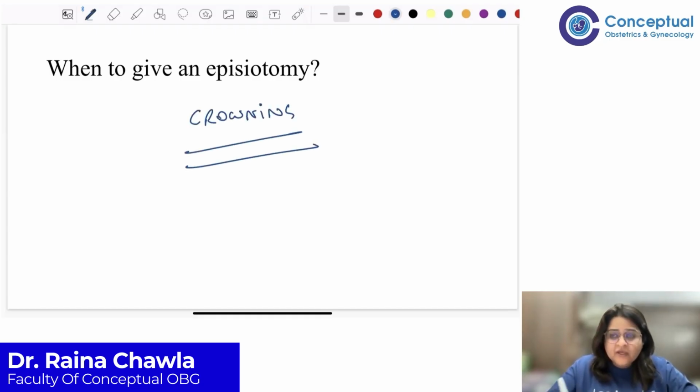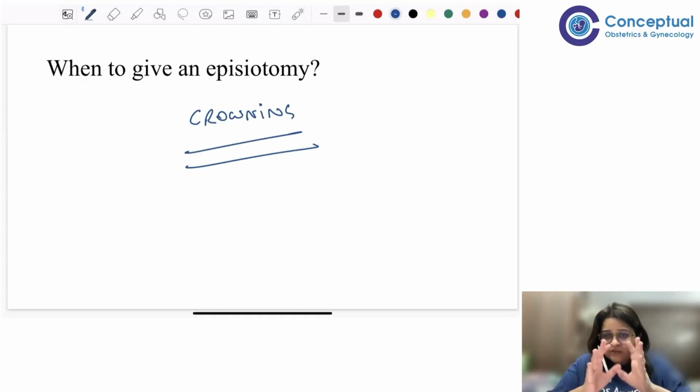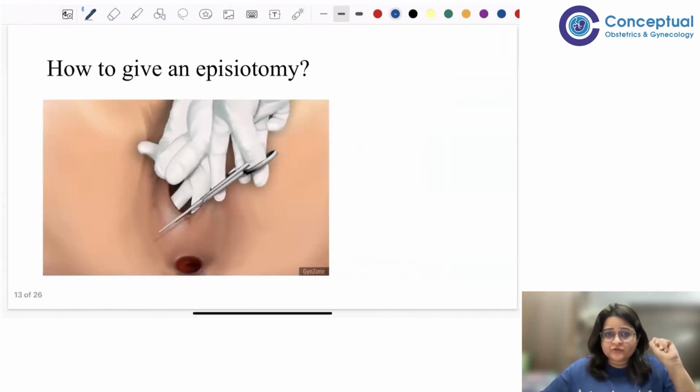What is crowning? When you can see the baby's head without having to separate the labia, you can see the head. That is the time you're going to give an episiotomy, right? So that is the first important point you should remember. Second is how to give an episiotomy.